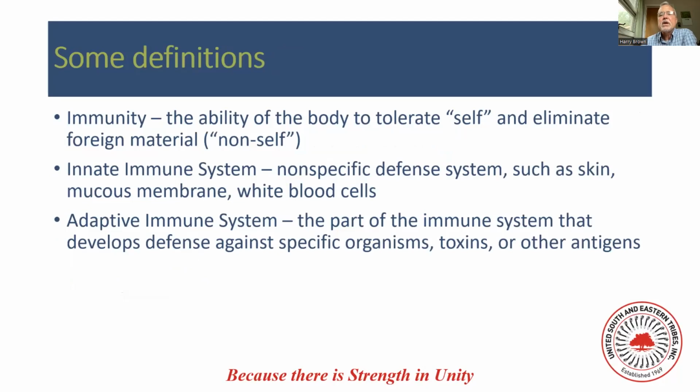So I just want to go over some basic definitions. Immunity is basically the ability of the body to recognize its own cells and to tolerate itself. At the same time, recognizing foreign material, that is non-self, and getting rid of it. Now, we have basically 2 parts of our immune system. There's the innate immune system, which is really a non-specific defense system. That's things like our intact skin, intact mucous membranes, white blood cells. And then there's the adaptive immune system, and that's the part of the system that actually develops specific defenses. So defense against specific organisms like bacteria or viruses, or to specific toxins like the diphtheria toxin or tetanus toxin, or to other antigens like fungi and stuff. Next slide.